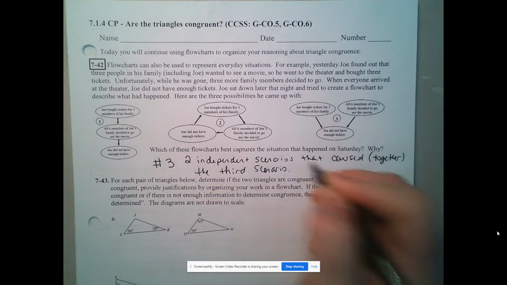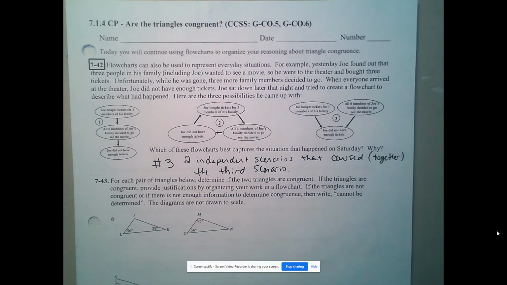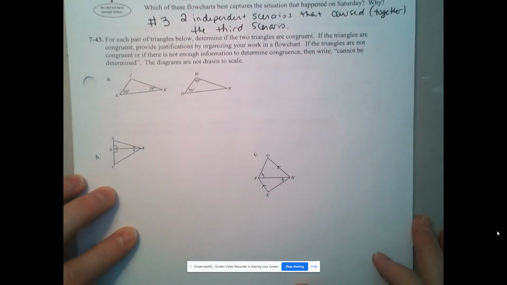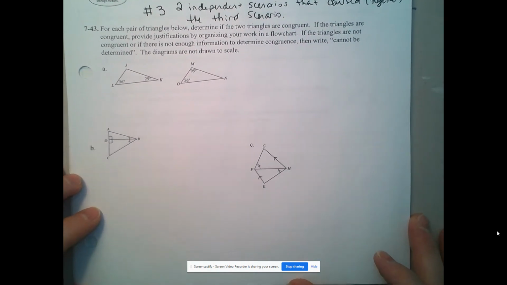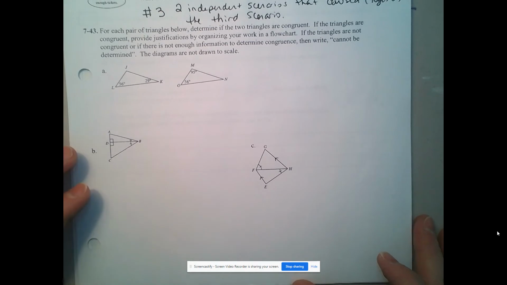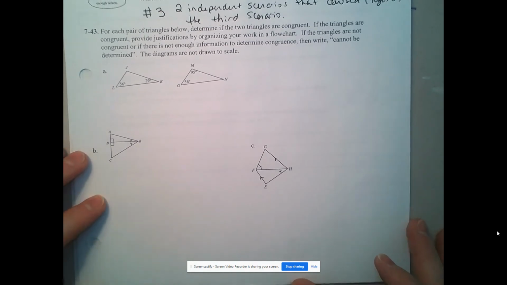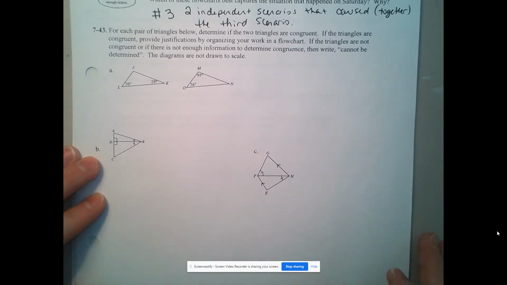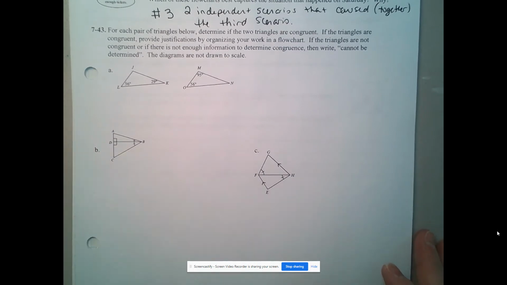All right, so the first one did not work, second one did not work. Here we go. For each pair of triangles below, determine if the 2 triangles are congruent. If the triangles are congruent, provide justifications by organizing your work in a flowchart. If the triangles are not congruent, or if there's not enough information to determine congruence, then write cannot be determined. The diagrams are not drawn to scale. So that means we can't pull out a ruler or a protractor and do any sort of measuring. We have to do everything based on the labels provided.